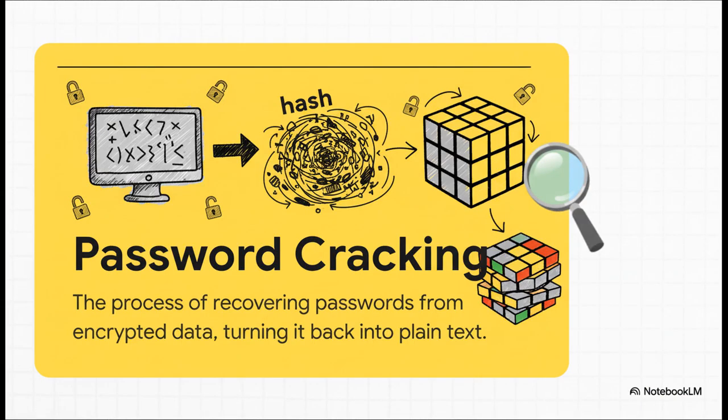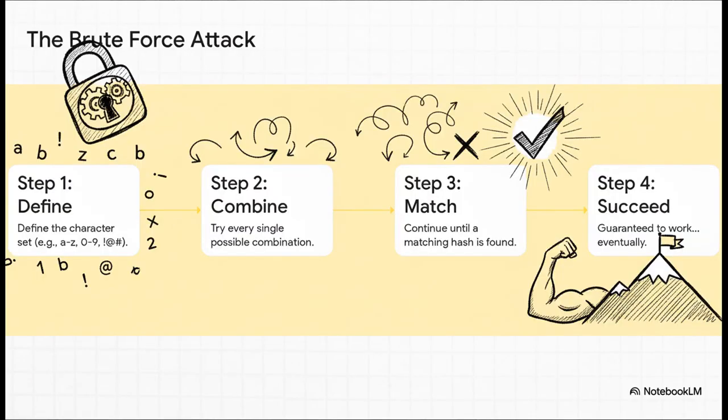And here's the thing, your computer doesn't store your password in plain text. That would be way too easy to steal. Instead, it stores a scrambled, encrypted version of it called a hash. So the goal of password cracking is to find the one original password that creates that exact same hash. It's like being handed a perfectly scrambled Rubik's Cube and having to figure out the exact moves that got it there. The most basic way to do this is with a brute force attack.